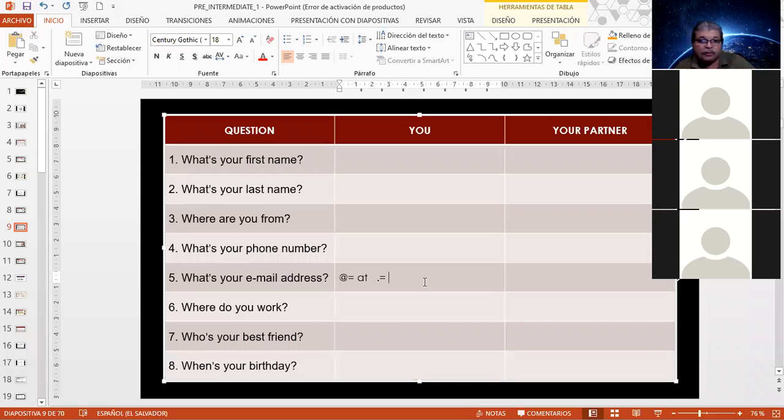Vamos a ver, recuerden esto, ¿no? A ver, otra cosa que se usa mucho en los emails es esto, el guión bajo. How do you say guión bajo? ¿Cómo se llama? ¿Alguien sabe? Underscore. Yes, underscore. So, arroba es at. Punto, en este caso, es dot. Guión bajo, underscore. Okay, Diana, pregúntale a alguien más. Cualquiera de estas preguntas.